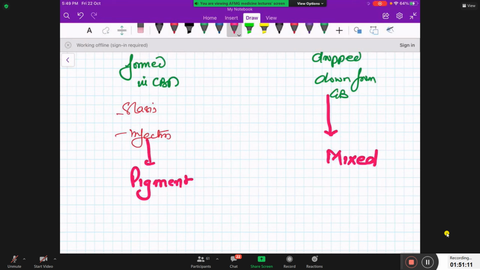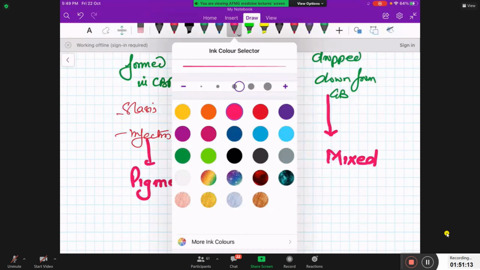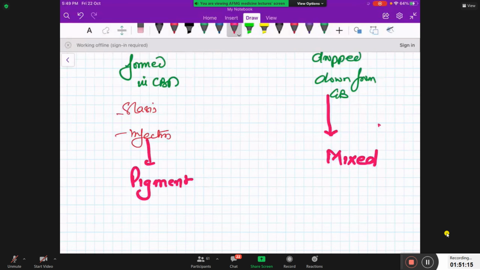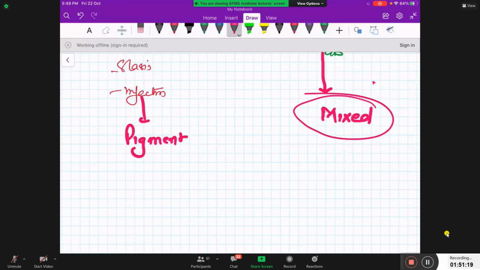So if I ask you now, what is the most common stone in CBD? What will that be? Because secondary stones are more common than primary. Now, please try to understand what I'm going to discuss now, because this understanding is a key.